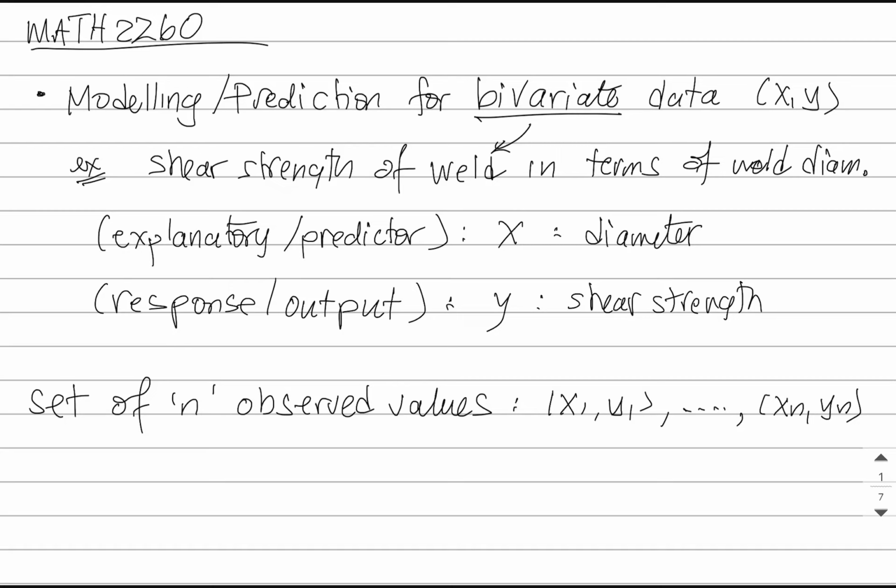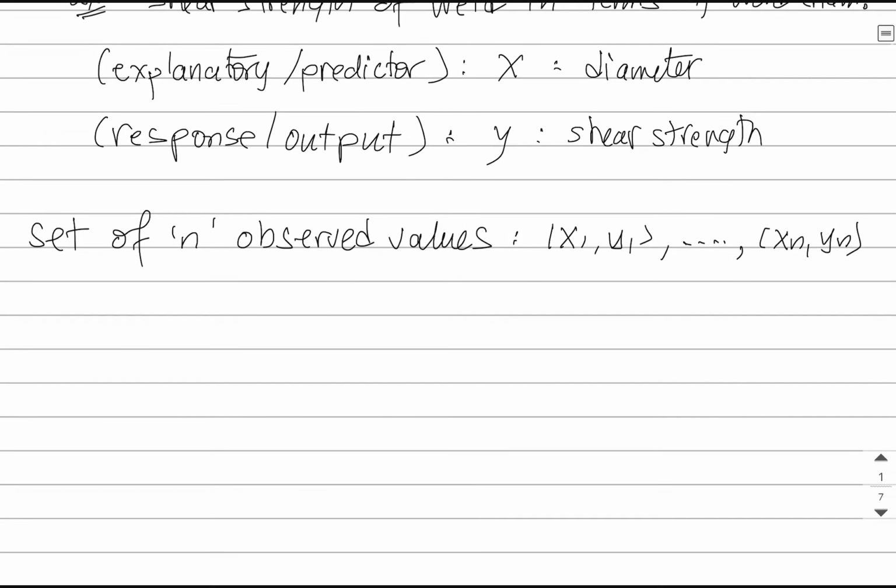Now, ultimately, the goal is to figure out cause and effect. Does one variable cause something else to happen? But before that, we're going to be content with trying to make predictions about one versus the other. So when we've got bivariate data, we've effectively got two variables here. And from that, we're going to make a whole bunch of observations. So we're going to have n of them.